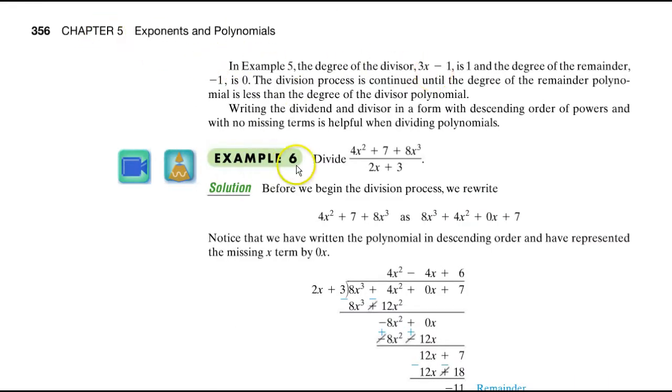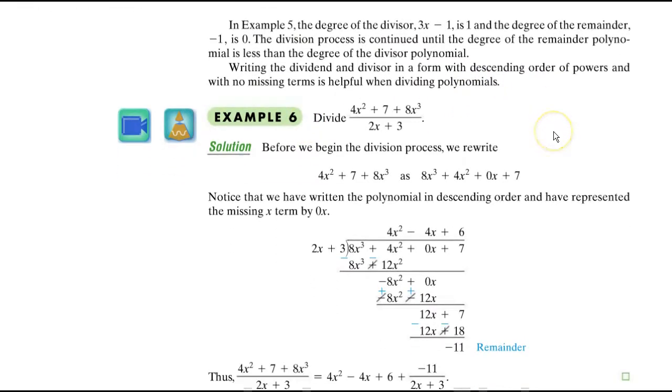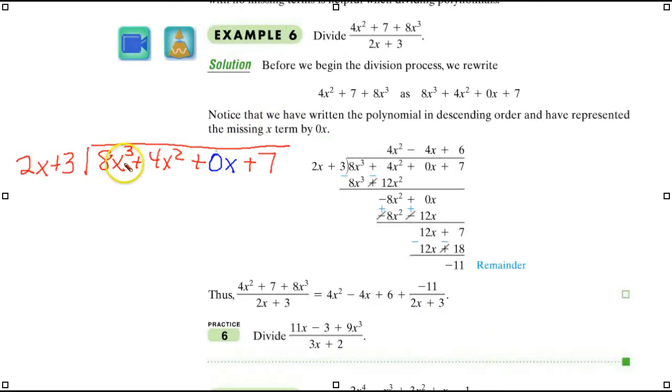Example 6. Here we're going to be dealing with a divisor of degree one. The protocol for setting this up is to put it in descending powers, and if there's a missing power of x, you put it in as a placeholder. It has no value, but just 0x. Now, we do our division.